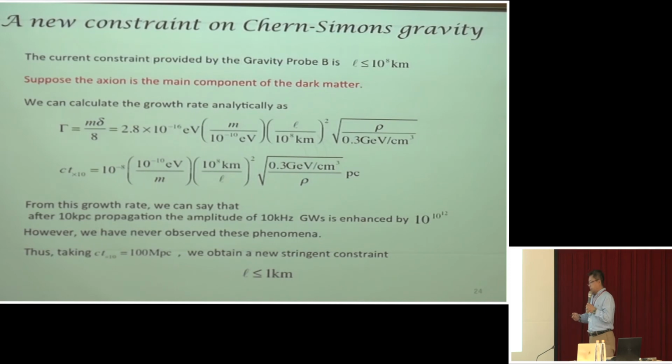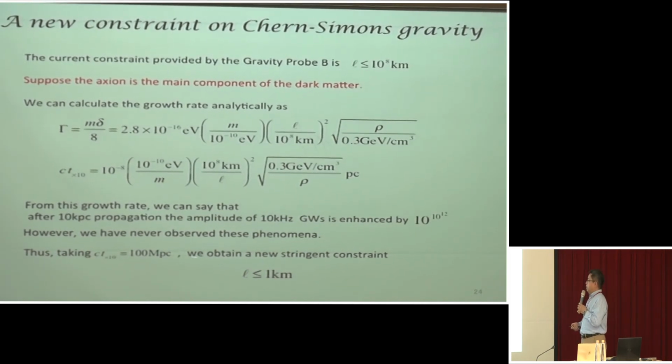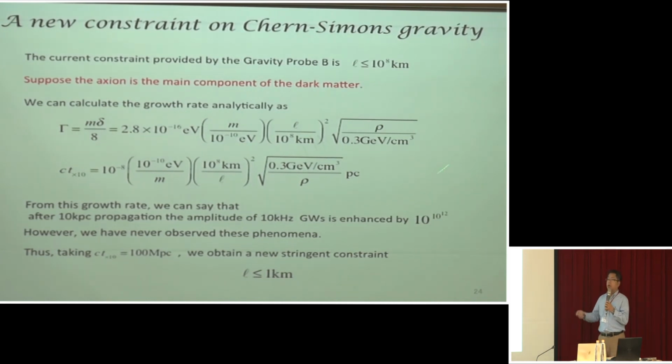Since the size of the galaxy is about 10 kiloparsec, after the propagation of 10 kiloparsec, the amplitude of this gravitational wave will be enhanced by 10 to the 12. This is absurd. Actually, we have never observed this phenomenon. That means we should have at least this number for this time scale. So we obtained a new stringent constraint, L must be less than 1 kilometer. So we have improved by 8 orders of magnitude.